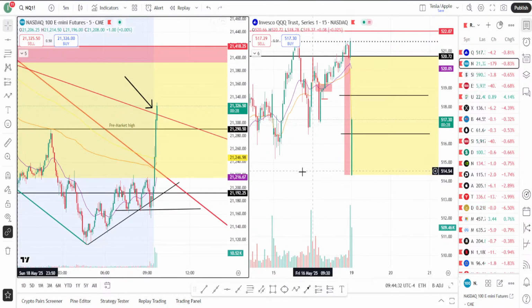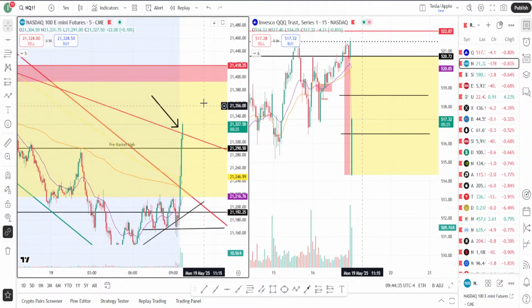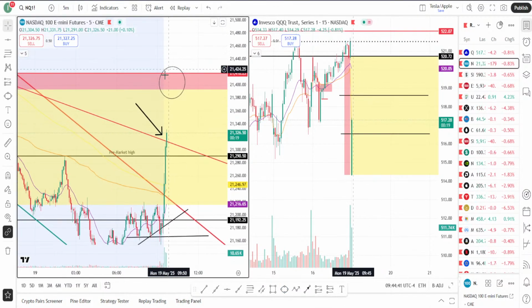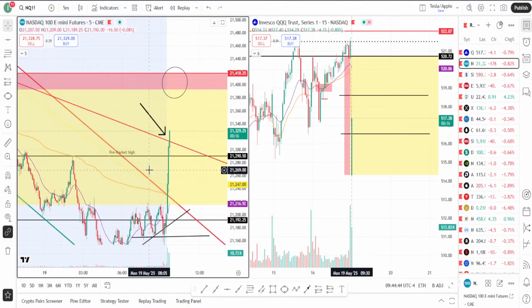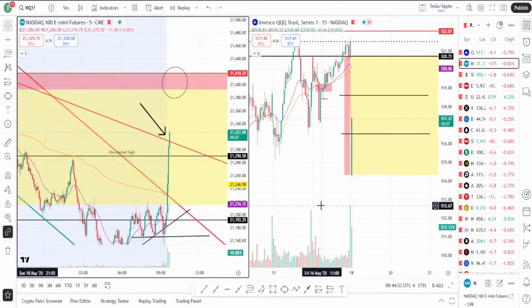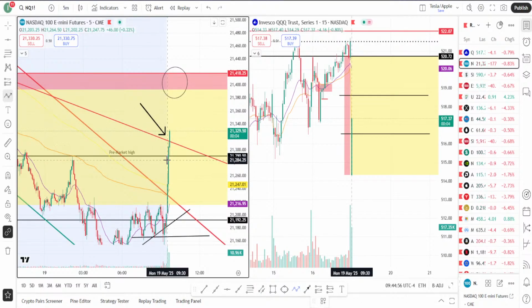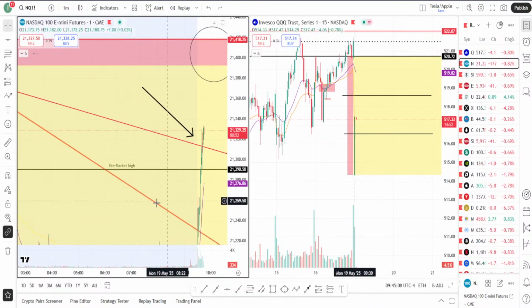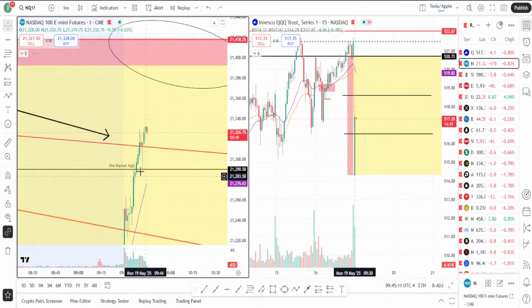Still going up here. Looks like we might make it to this supply zone up here. If we do make it up here, I'm looking for the shorts. Expecting we could get a pullback. We can get a break and retest. See if we get it. I'm going to a lower time frame so you can get a better look. Alright, so we found support at the pre-market high.